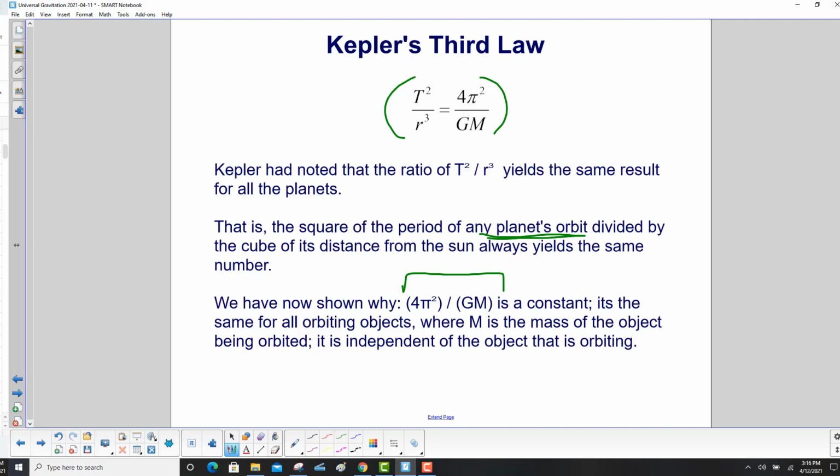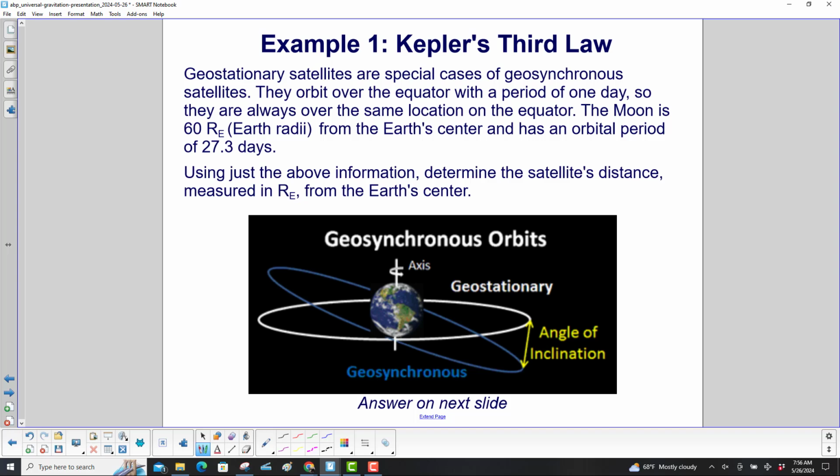Notice, we don't show the radius of the object there. We don't show the mass of the object. As long as it's going around the sun, its solution for T squared over r cubed will always be 4 pi squared over GM. M is the mass of the object being orbited, in this case the sun. It is independent of the object that is orbiting. That is phenomenal.